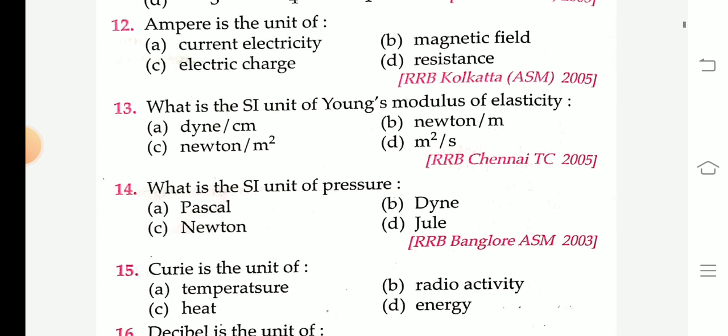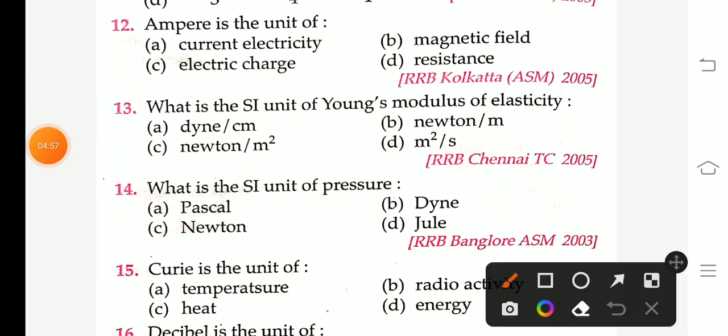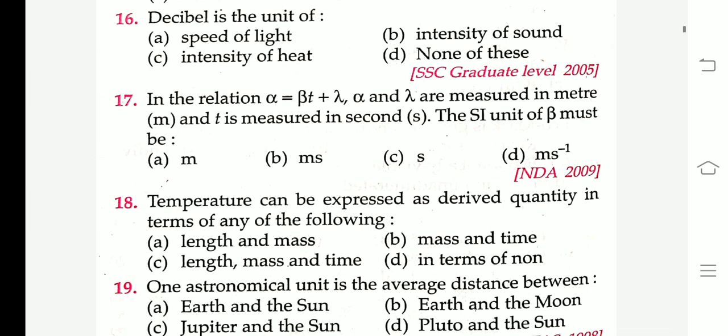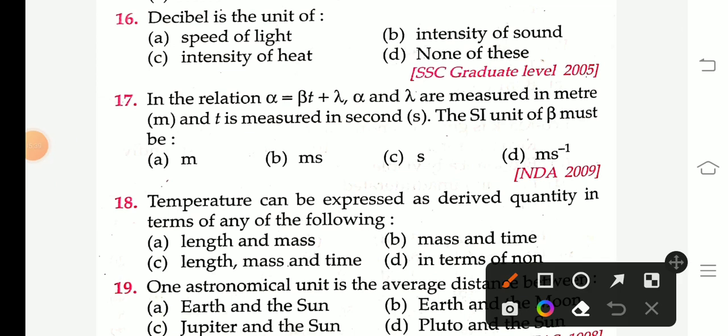Ampere is the unit of... right answer option A, current electricity. What is the SI unit of Young's modulus of elasticity? Right answer will be option C, newton per meter square. What is the SI unit of pressure? Pascal. Curie is the unit of radioactivity. Decibel is the unit of intensity of sound.